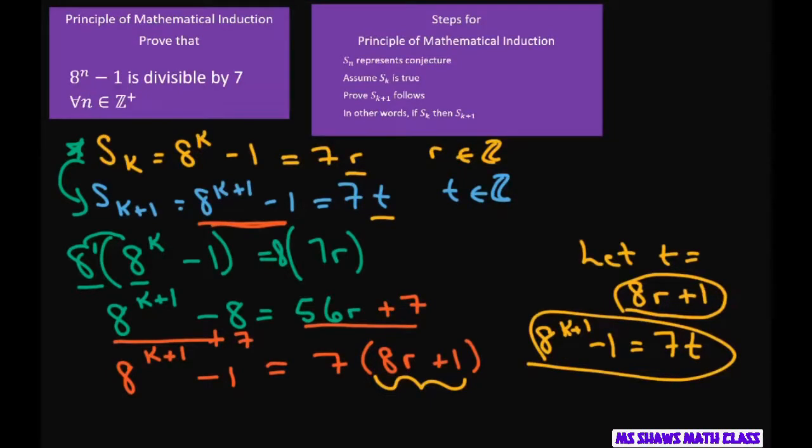So it's saying that since it's valid for n equals 1, it's also valid for n equals 2 and 3. So it's divisible by 7 for all integral values of n. And that's it.